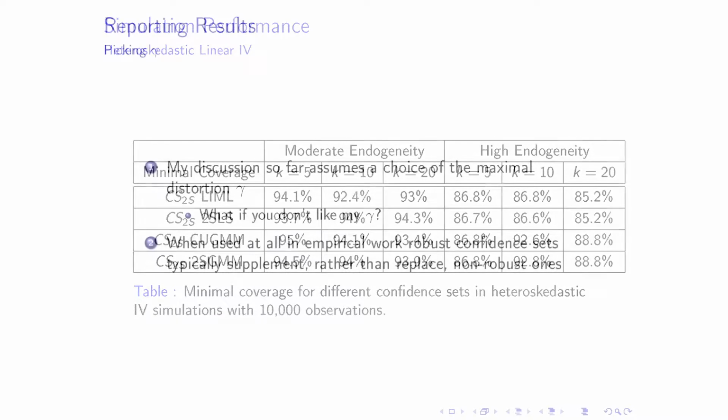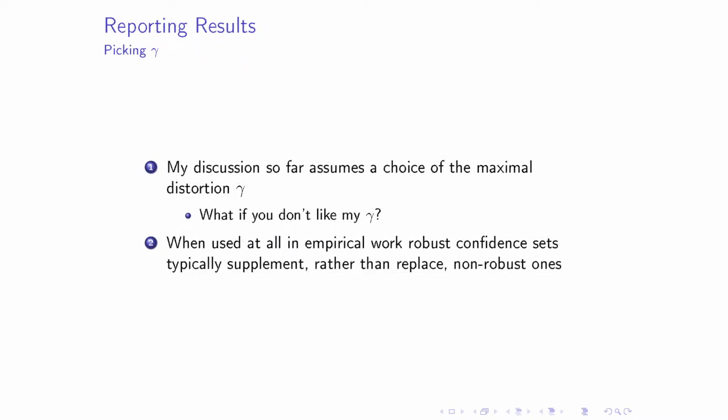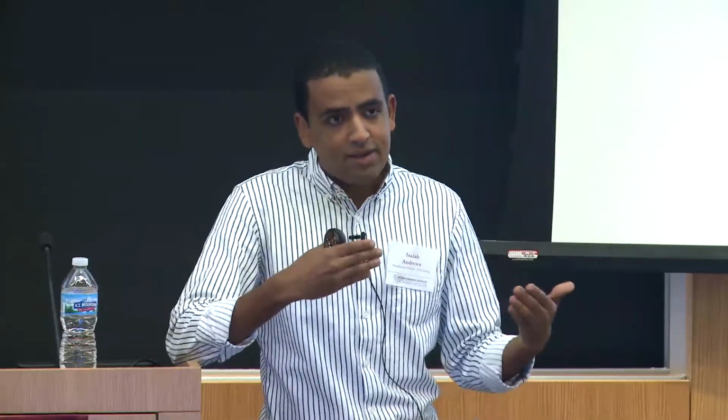OK, so just before I wrap up, a little bit on reporting results. The discussion I've given so far assumes the choice of a particular maximal coverage distortion gamma, and proceeds from there. But one issue is that different readers or different authors might not be comfortable with the same choice of this coverage distortion. How bad does the usual asymptotic approximation have to be before you're willing to throw it out? Further, when used at all in empirical work, at least so far as I've seen, robust confidence sets are typically used to supplement rather than replace non-robust ones. So in those cases when someone does report an Anderson-Rubin or some other robust confidence set, it's typically reported alongside the typical t-statistic confidence set, not instead of it.